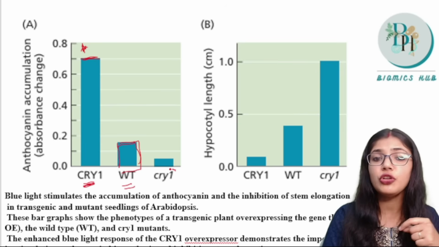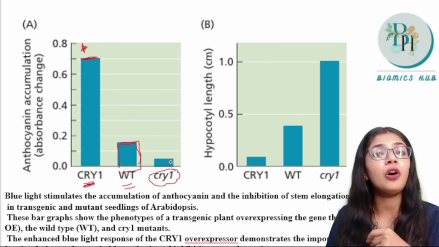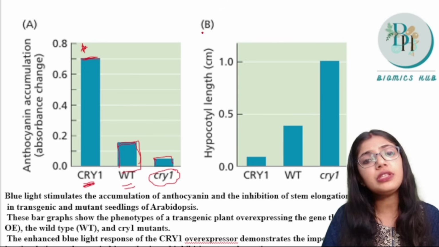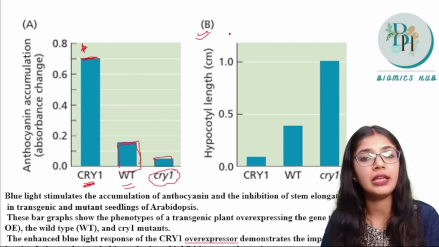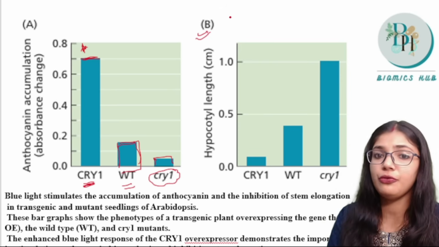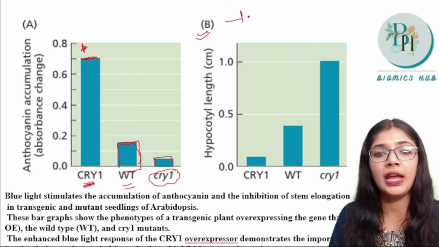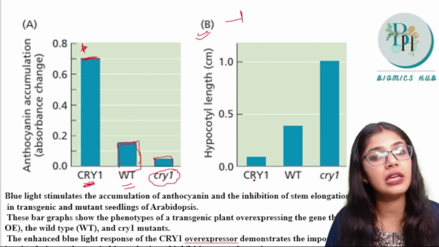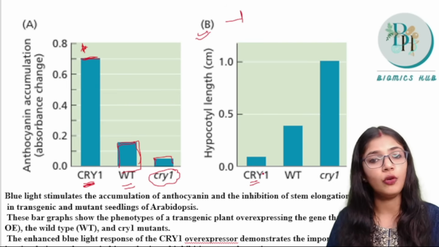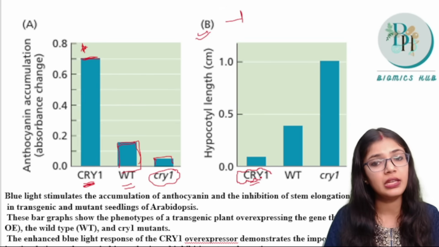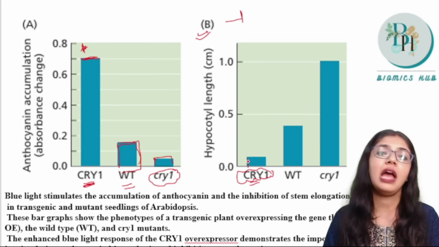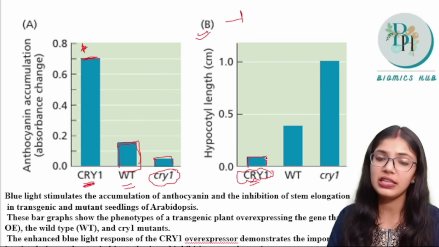When there is mutation of this cry1, the production of anthocyanin is also less. Okay, now the second condition about the hypocotyl length. What we have studied is that the cryptochrome which is present is responsible for inhibiting the hypocotyl length. So here we can see the cry1 protein which is present is overexpressed. Okay, here it is overexpressed, that means cry1 protein is present over here, so it will inhibit the length of the hypocotyl. So here the hypocotyl length is small.